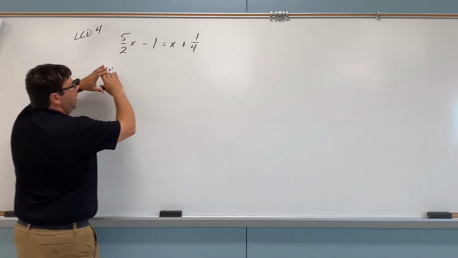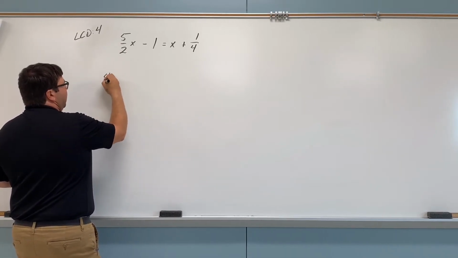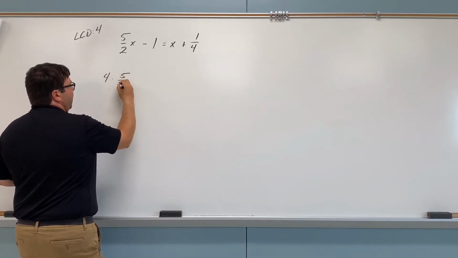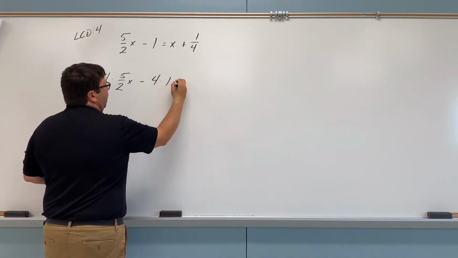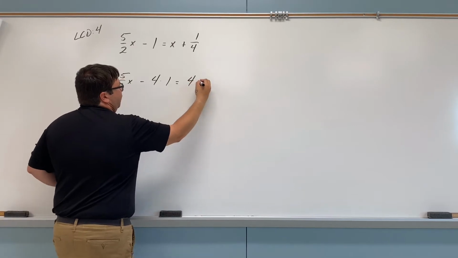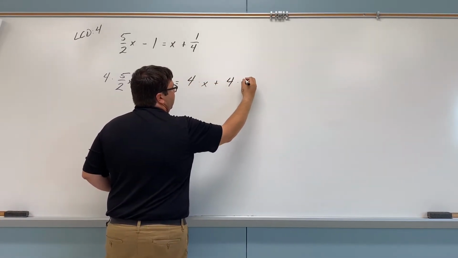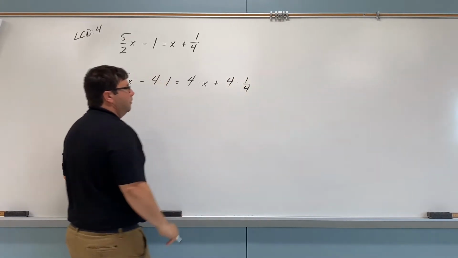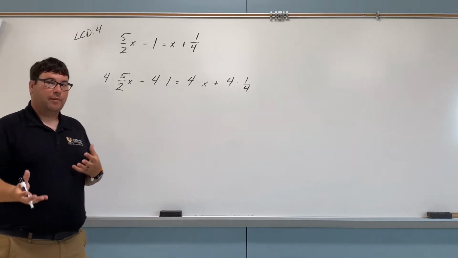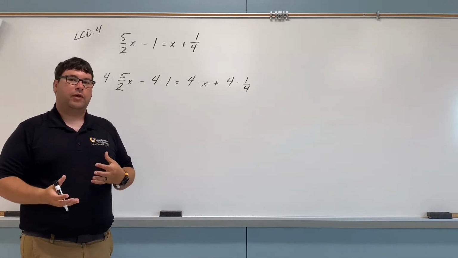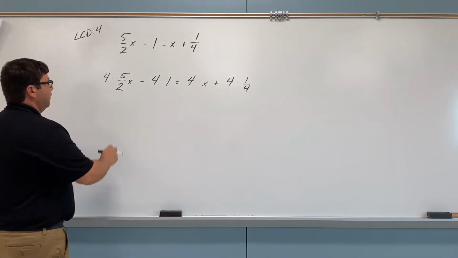I'm going to take 4 and multiply the entire problem by 4. By doing so, I have 4 times my 5/2 x minus 4 times my 1 is equal to 4 times my x plus 4 times my 1/4. Now, by multiplying by 4 to both sides, I'm not really changing my problem. All I'm doing is manipulating. So we are going to now clear these fractions.